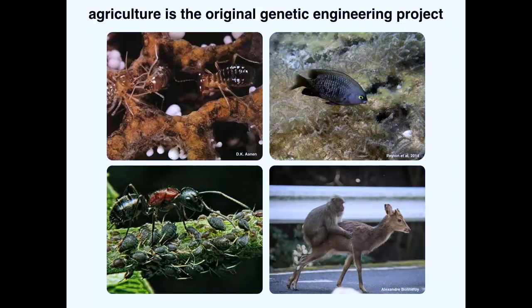Ants in the bottom are famous for marine fungus and aphids, just like little cows. And recently, scientists have observed monkeys in Japan feeding deer and then riding them around like little antlered Ubers. So when we do it, we call it domestication. When they do it, we call it symbiosis. But I want you to remember that it's the same thing. They're changing the genomes of everything in their environment to suit themselves. They're doing genetic engineering. They're just doing it the slow way.